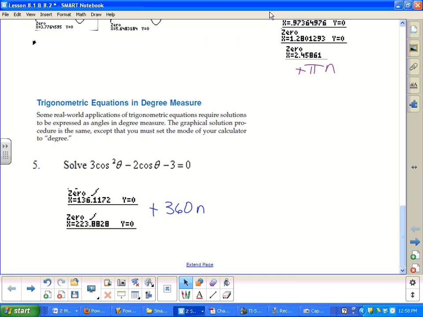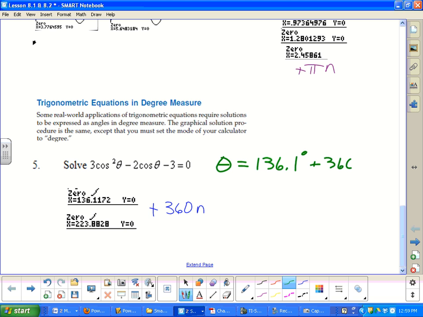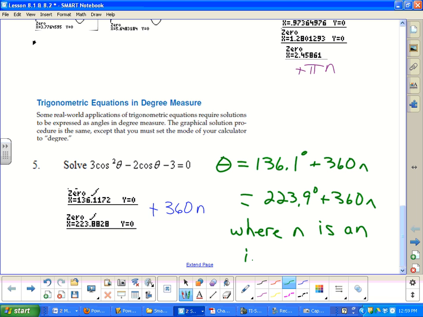When you write your answer, it should be theta equals 136. And you can do 1 decimal point for these instead of the 3 that we've been doing. Plus 360n and 223.9 degrees plus 360n, where n is an integer. Yep. Yeah, they actually all are. Thank you, Allie. Just remind me, make sure you're using approximate and not equals because it's not the exact value. Yes, Kayla. You didn't get that. Okay?